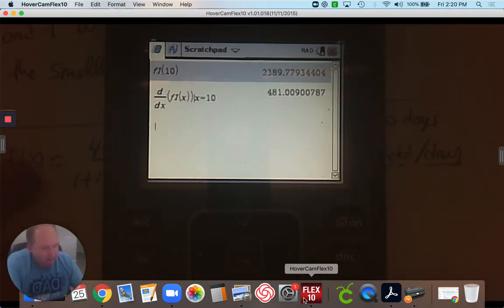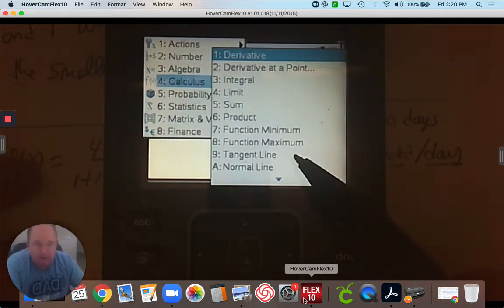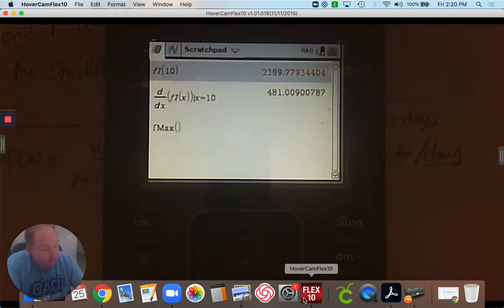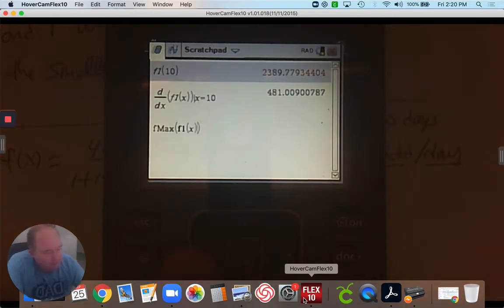Let's go back. So I went menu, calculus, and maximum. I said function maximum. That's all I did. I'm assuming if I just type in the function, it'll tell me the greatest y value. Boom, done. So let's see if my hopes and dreams are going to be dashed or if this is going to work. Oh, I'm missing one or more arguments. How do I do that with the max?